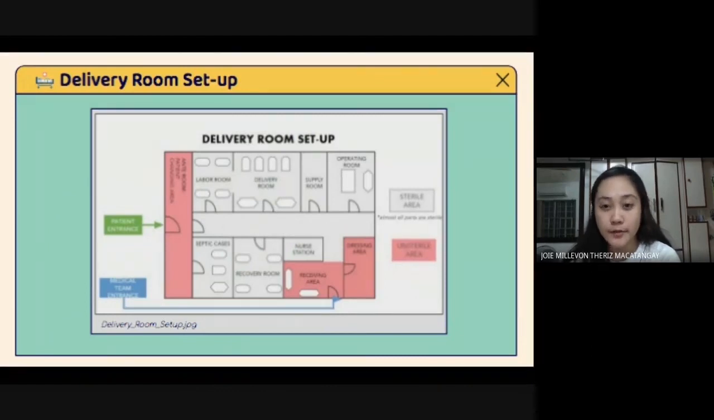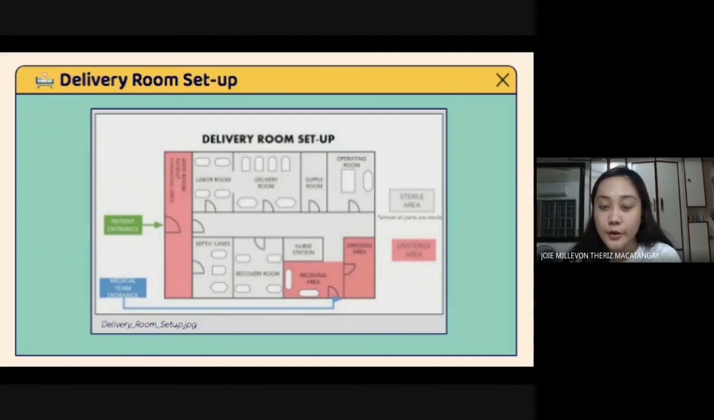And next is the operating room. So when labor fails or need po na surgery, katabi lang po ng DR ang OR or yung operating room. Dito naman po nagpe-perform ng cesarean section or surgery. Next naman po is the septic area. Dito po naka-area yung mga patients na kinakailangan i-isolate. For example, kung meron man po nakakahawang disease yung patient, dito po muna sila, which is also sterile.